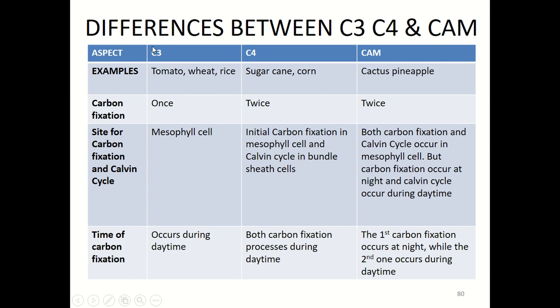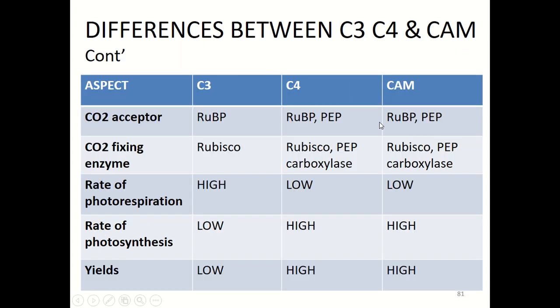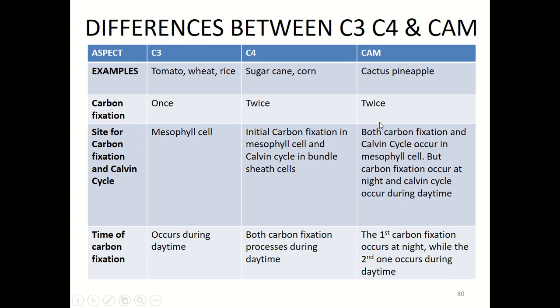So in C3 plants, the carbon fixation only occurs once, which is during the Calvin cycle. Meanwhile, in C4 plants it occurs twice, the first one in the mesophyll cell and the second one in the bundle sheath cell, and then for CAM, the carbon fixation also occurs twice, same as the C4 plants.